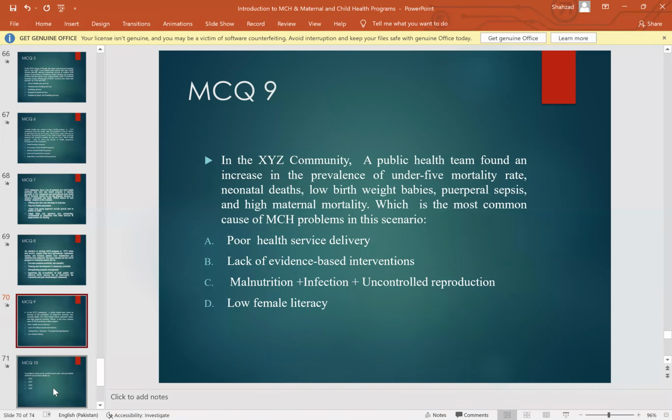Question number 9. In the XYZ community, a public health team found an increase in the prevalence of under 5 mortality rate, neonatal deaths, low birth weight babies, puerperal sepsis, and high maternal mortality. Which is the most common cause of MCH problem in this scenario? Poor health service delivery, lack of evidence-based intervention, malnutrition and infection, and uncontrolled reproduction. And last is low female literacy. C is the correct answer in this scenario.